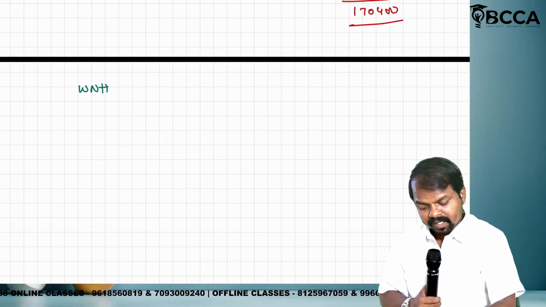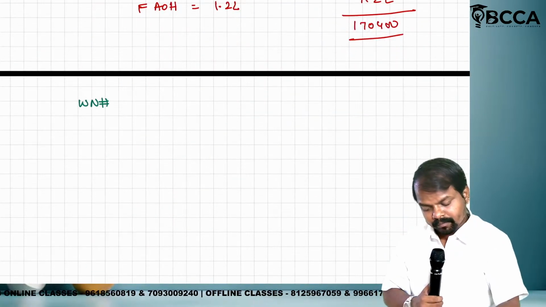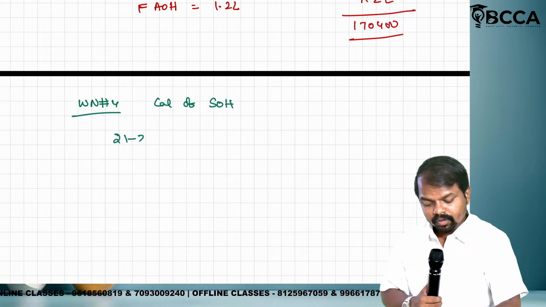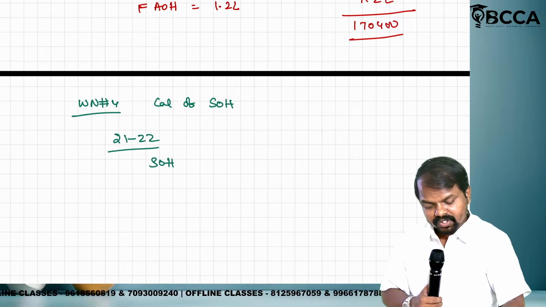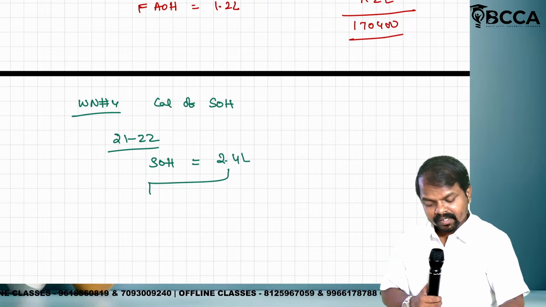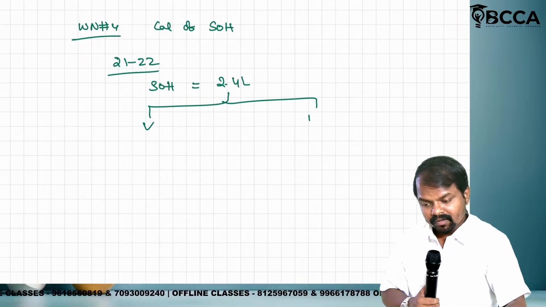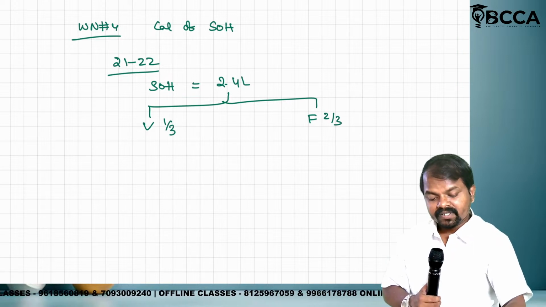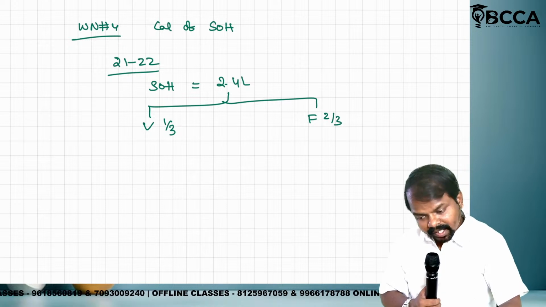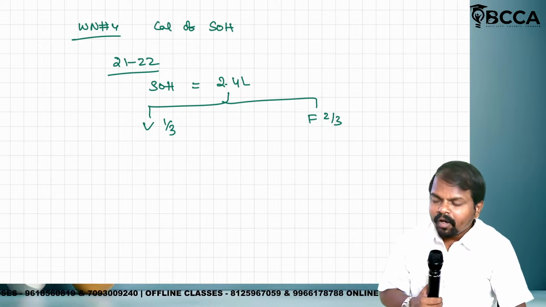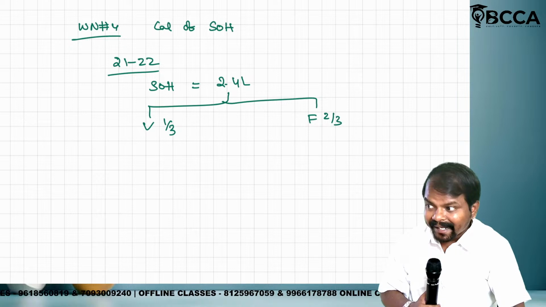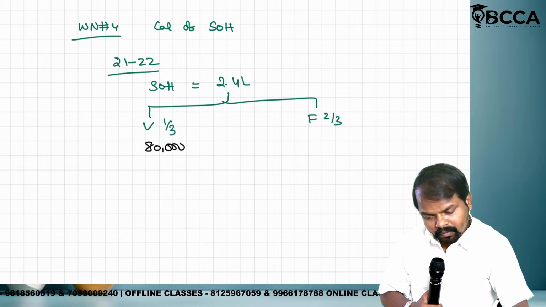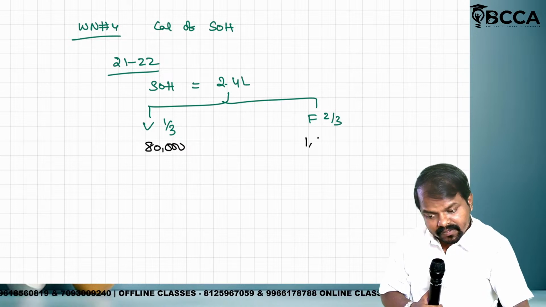Working note number how much? 4. Calculation of SOH. 21-22, right? SOH is equal to how much? 2,40,000. In this one, variable and fixed. What is the variable? 1/3. Fixed 2/3. Please take the calculator. Variable how much? 80,000. Fixed 1,60,000.